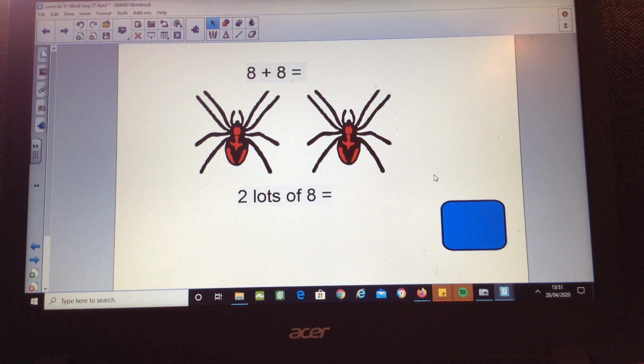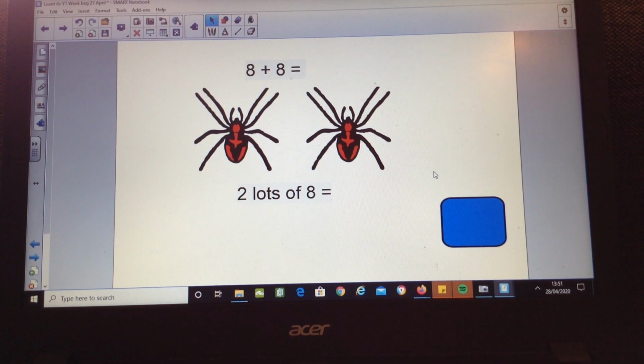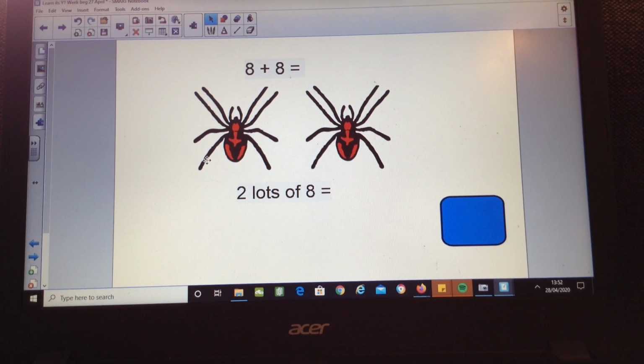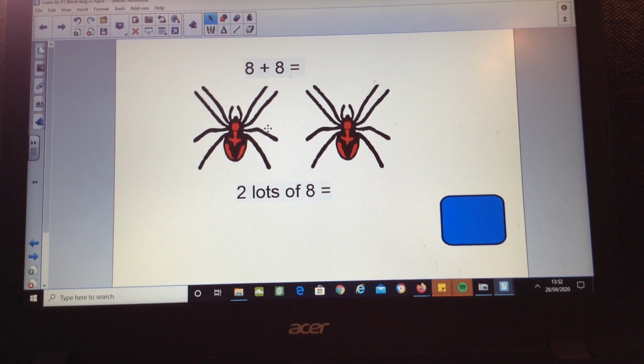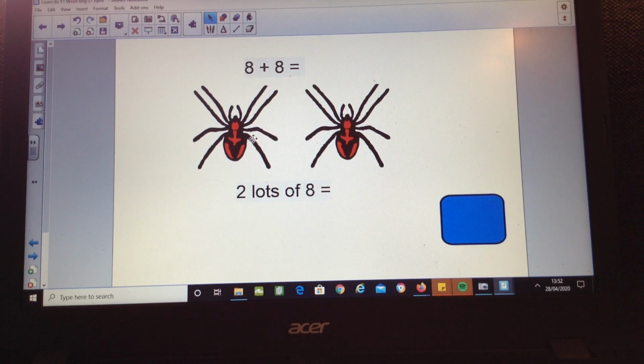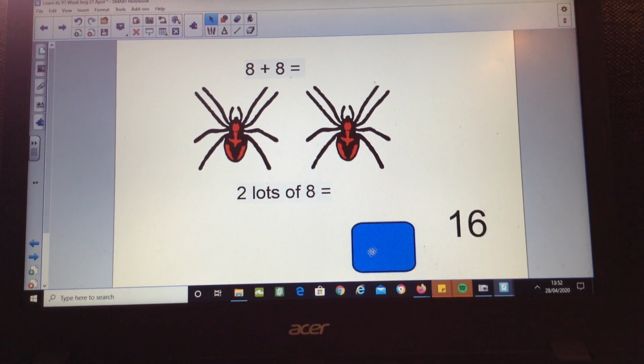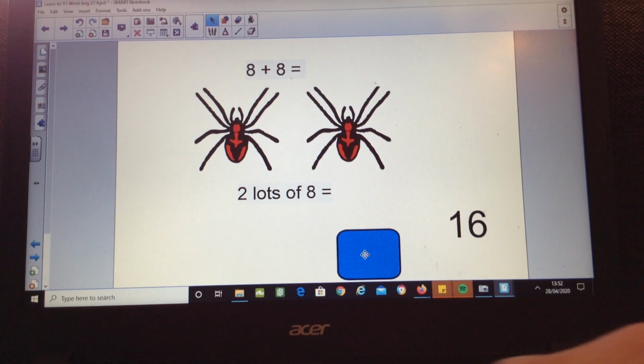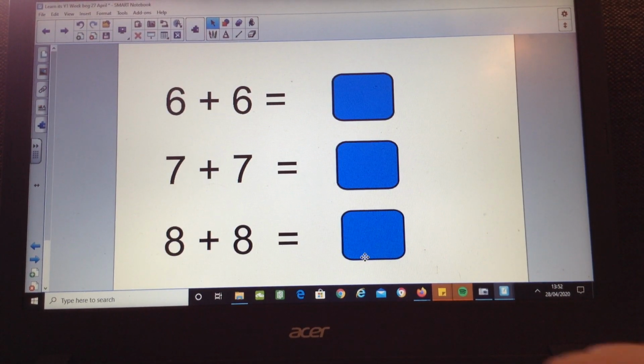Why do you think I've got some spiders on there? Well, that's because spiders are arachnids. They've got 8 legs. Arachnids are creatures with 8 legs. 4 on that side, 4 on that side. Double 4 is 8. Double 8, well, 2 lots of 8 is 16. So this is our new double. Double 8 is 16.